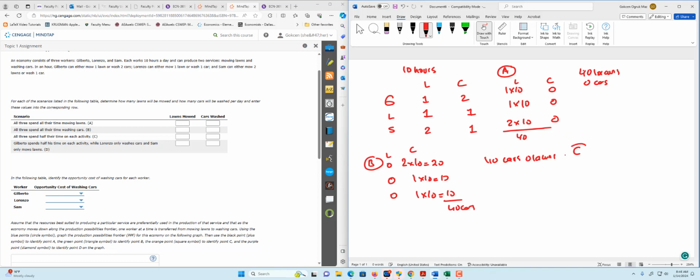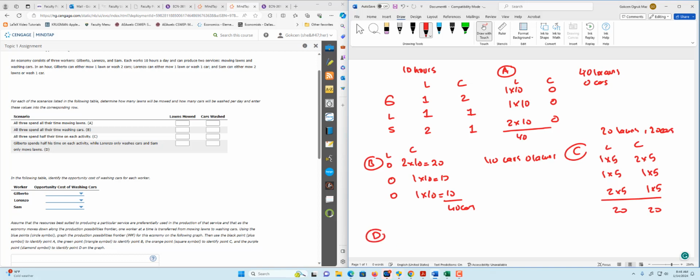Let's look at point C. For point C, we spend half the time. So from Gilberto, 1 times 5, 2 times 5. This is lawn, this is car. For Lorenzo, 1 times 5, 1 times 5. And for Sam, it's 2 times 5 and 1 times 5. So we have here 5, 5, 10, 20 and 20. So this point is 20 lawns and 20 cars.